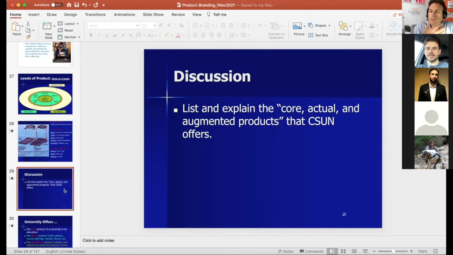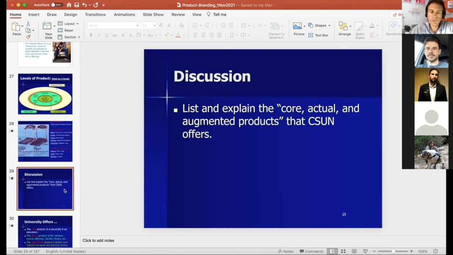And then the augmented, that's why I asked you, is maybe the services that you may get at the university, like career placement, the internship. These are also to get a job, but they are augmented benefits, which is that the university will offer some alumni events and meetings and mentoring and career placement, and that's going to help you get a job.